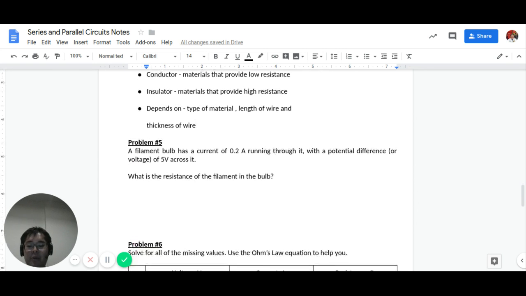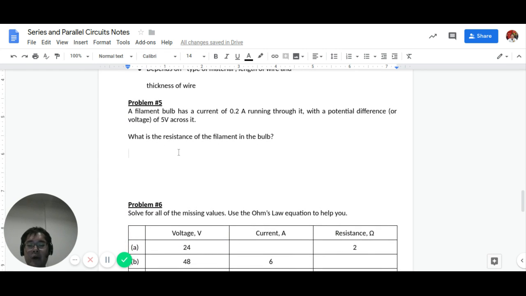Let's move on to problem number 5 now. And here we are going to apply our Ohm's law, if you can recognize the pattern. All right, a filament bulb has a current of 0.2 ampere running through it with a potential difference of 5 volts across it. What is the resistance of the filament in the bulb? What you can do at this point is to list down. So I is equivalent to 0.2 ampere. Your voltage here would be 5 volts, and you need to calculate your resistance.